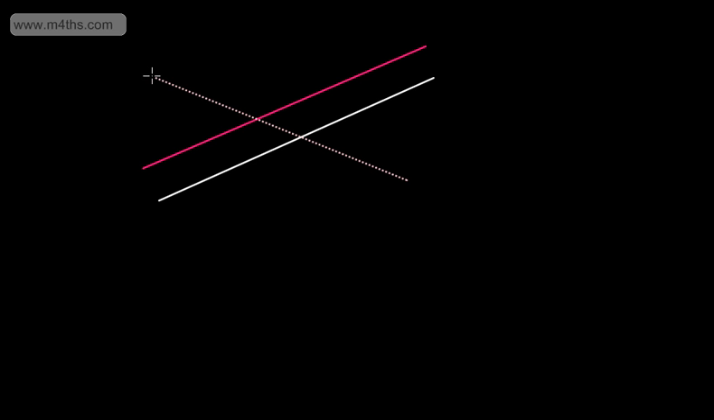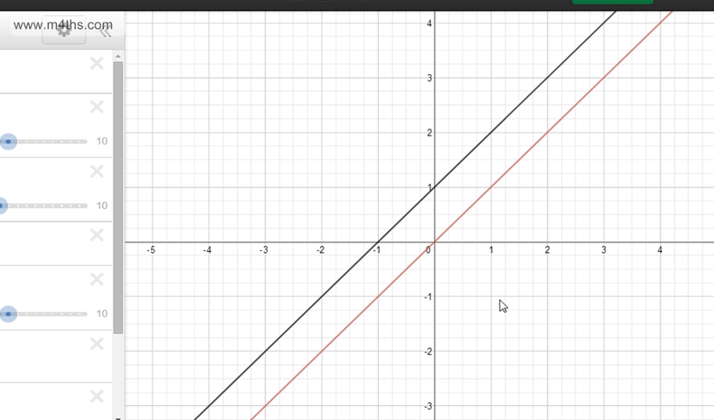If I had this line, for example, quite clearly neither of these two lines are parallel to this one as they intersect. Parallel lines will never meet. If we look at that on a graphing calculator, we've got now the line y is equal to x. So the red line has a gradient of 1, so it goes up 1 for every 1 it goes across, and it intercepts the y-axis at 0.